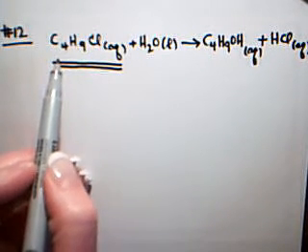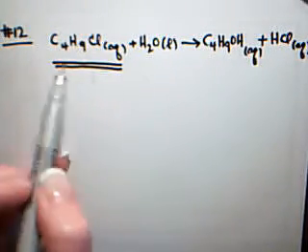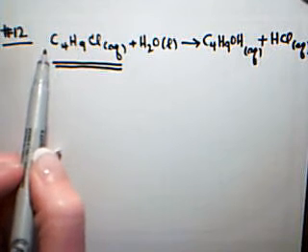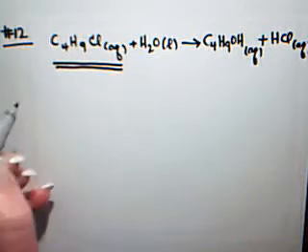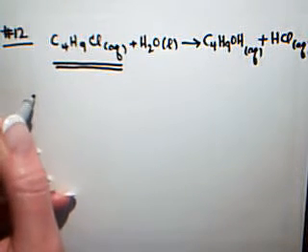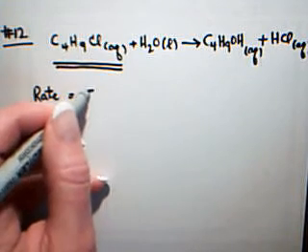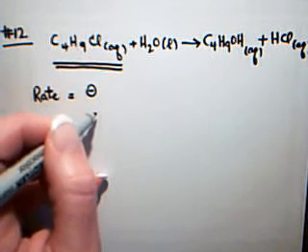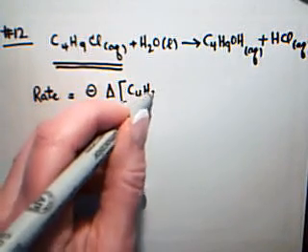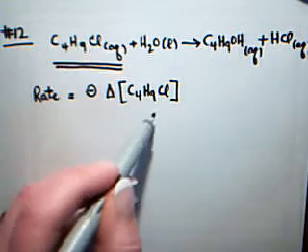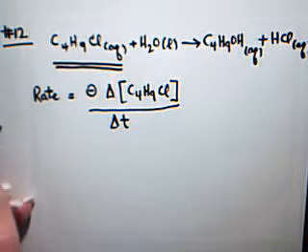Now, this is already balanced, and the stoichiometric coefficients are all 1, 1, 1, and 1. If this one in particular was not 1, we'd have to be careful here. It'd just not be as straightforward. So the rate of the reaction is equal to the negative value of delta concentration of C4H9Cl. Okay, and this is what we need to find out.